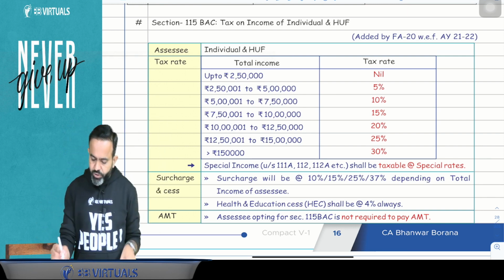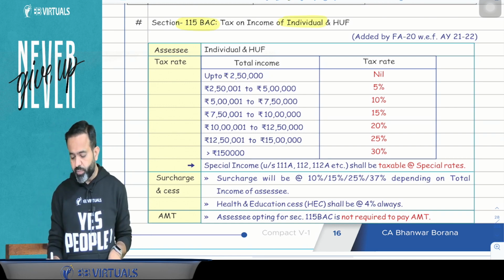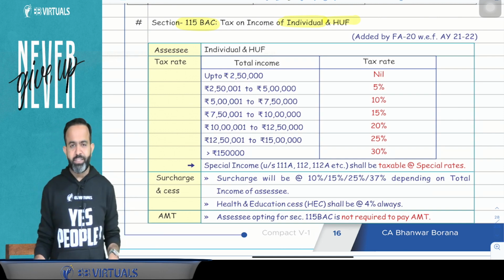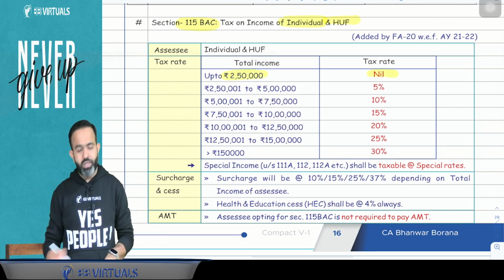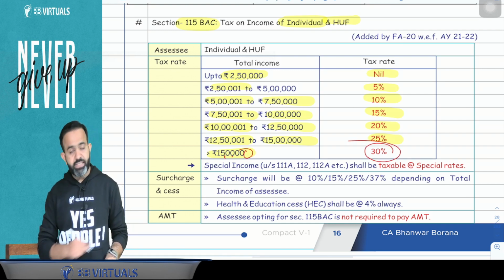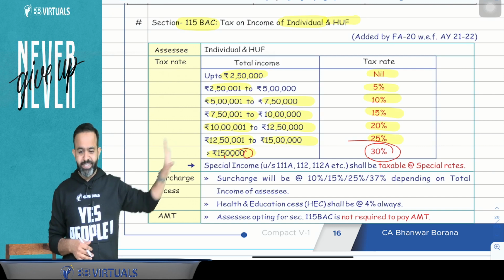Now the next section is 115BAC. 115BAC says that in case of individual and HUF, guys, there is a new taxation regime. Under the new taxation regime, up to 2,50,000 there is no tax. 2,50,000 to 5 lakh 5%, 5 lakh to 7,50,000 10%, 7,50,000 to 10 lakh 15%, 10 to 12.5 lakh 20%, 12.5 to 15 lakh 25%, and more than 15 lakh your tax is 30%. This is the new taxation regime slab rate.